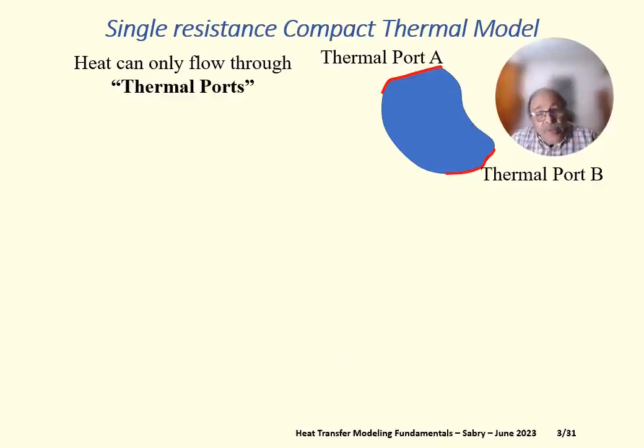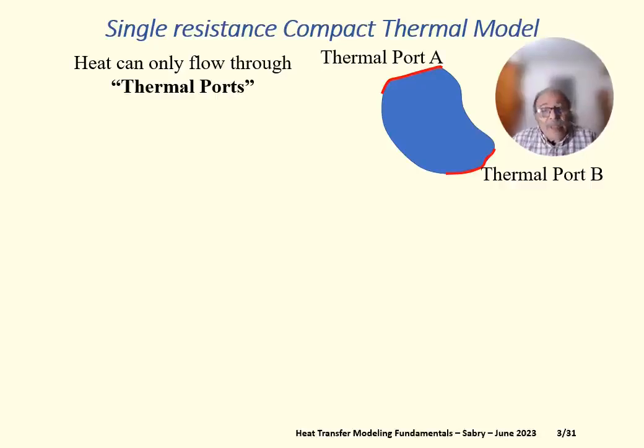Now, one of the compact thermal model approaches is to replace the whole object by a single resistor. It is called the single resistor compact thermal model. But this cannot always be done. There are some restrictions, so we have to make some assumptions in order to be able to do that.